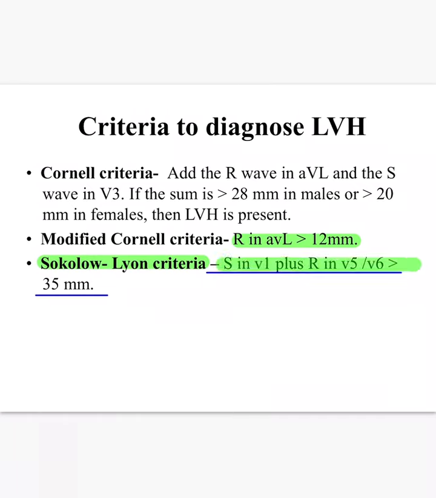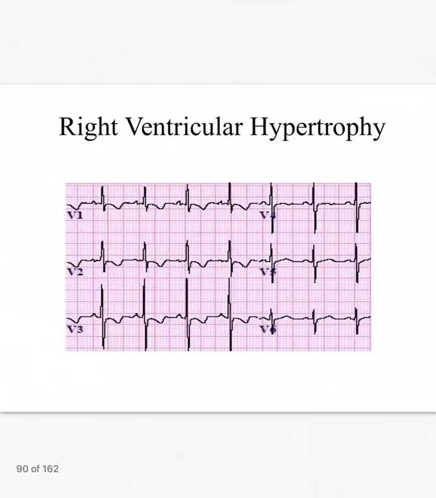Okay, and this is S wave in V1 plus R wave in V5 or V6 more than 35. Also you have other criteria, that is modified Cornell, in which R wave in AVL alone is more than 12 mm. So now coming on to right ventricular hypertrophy.